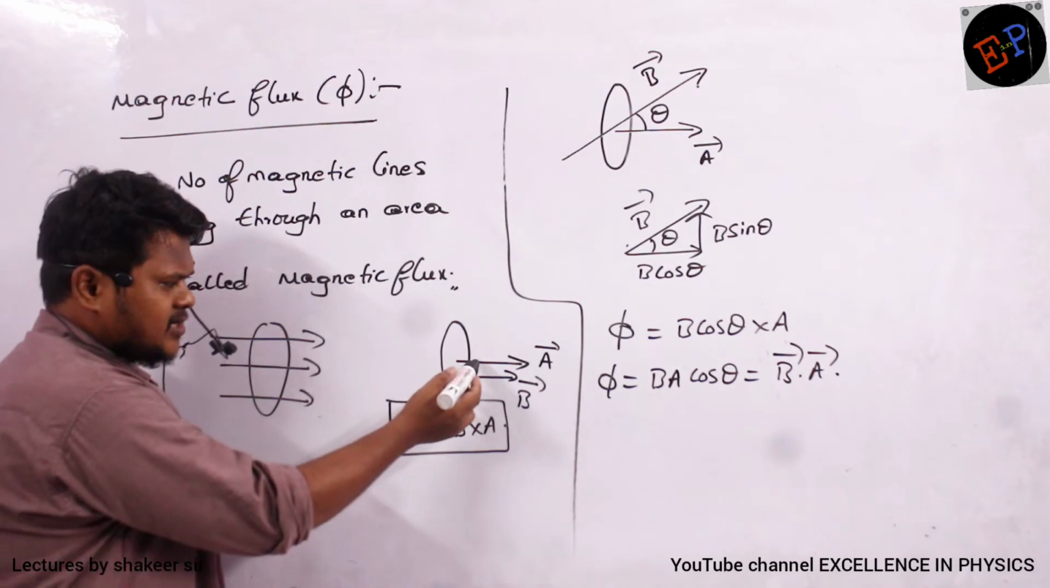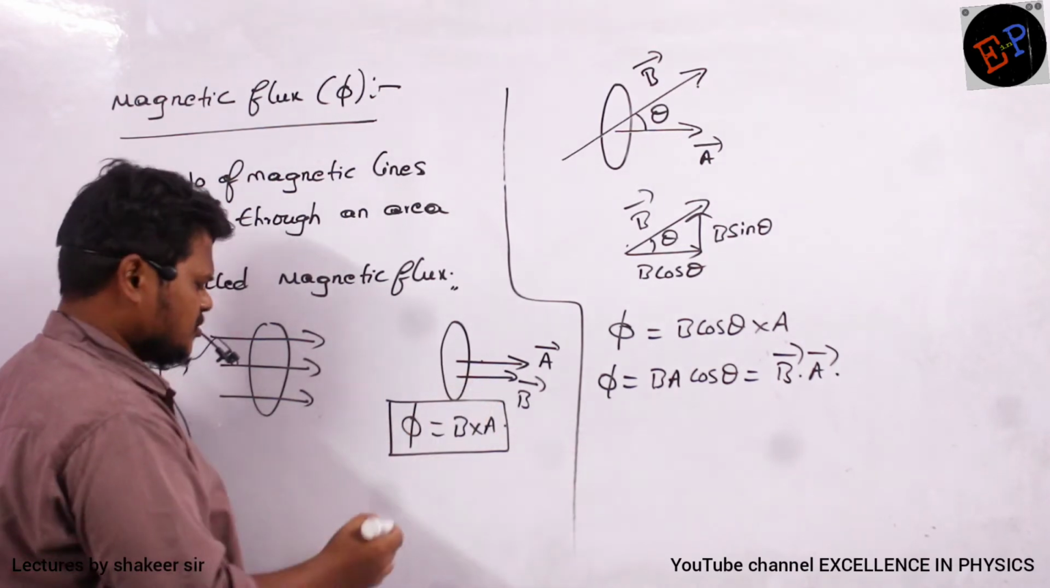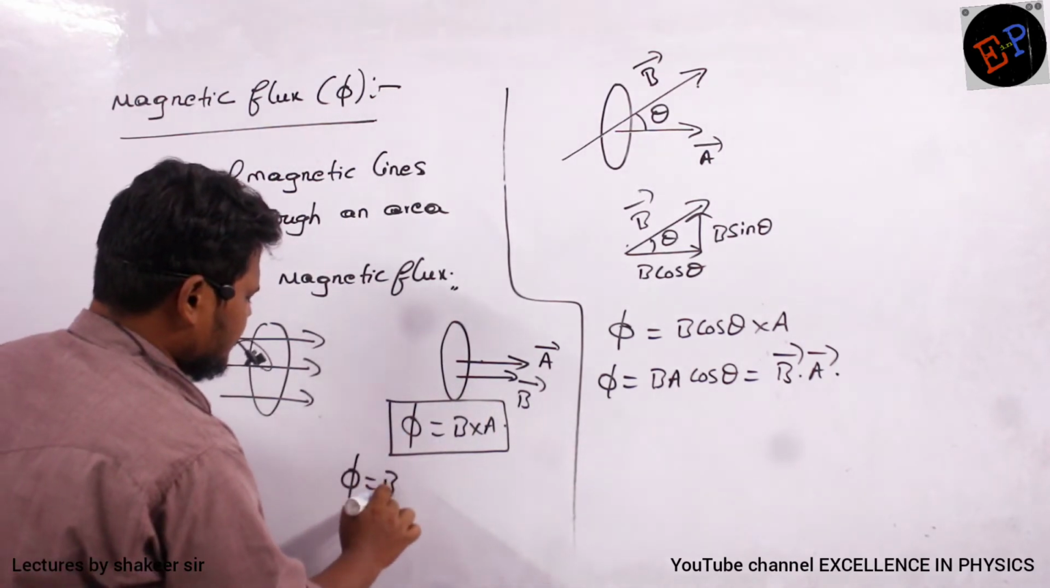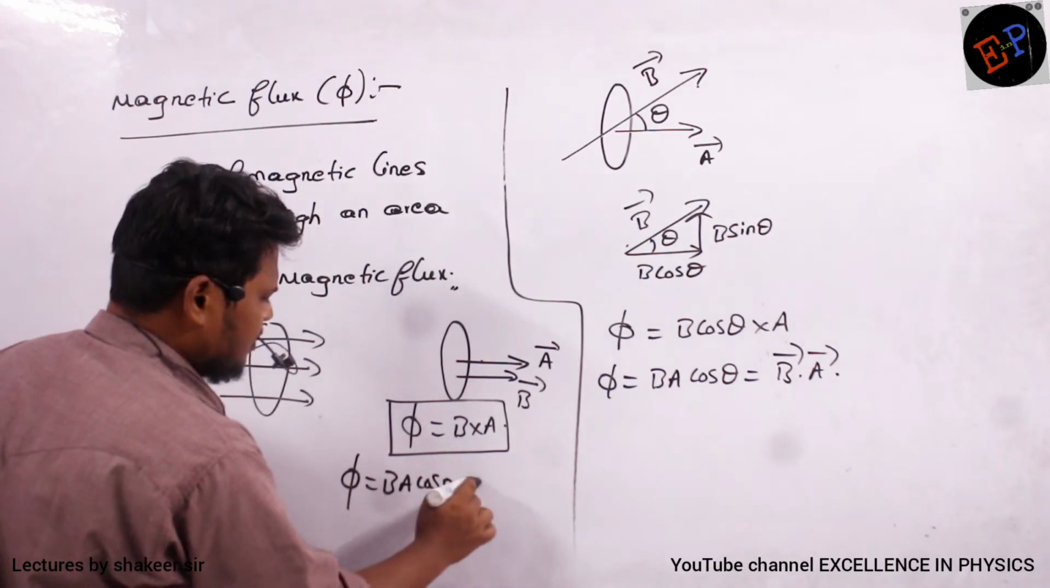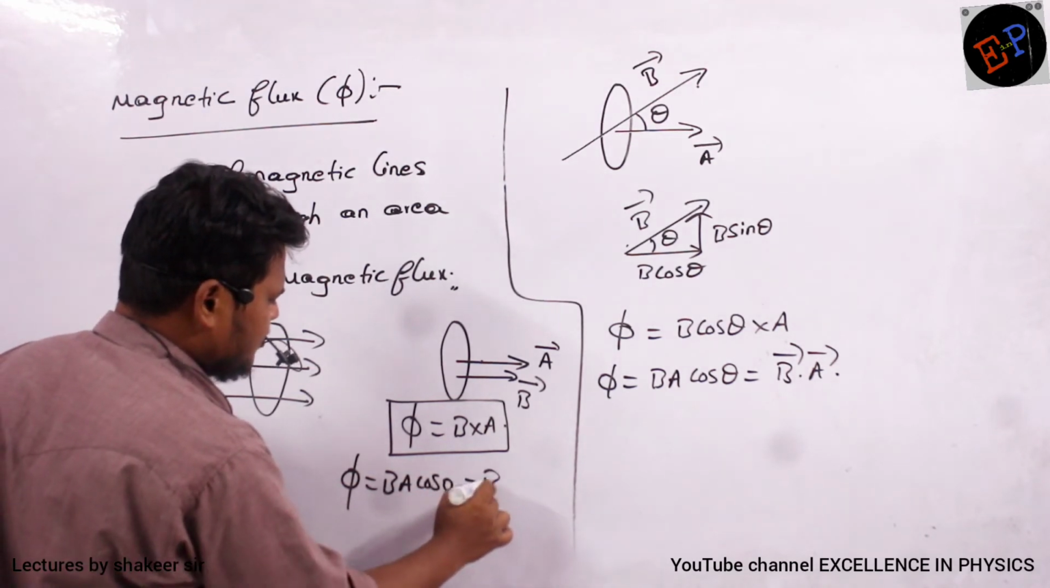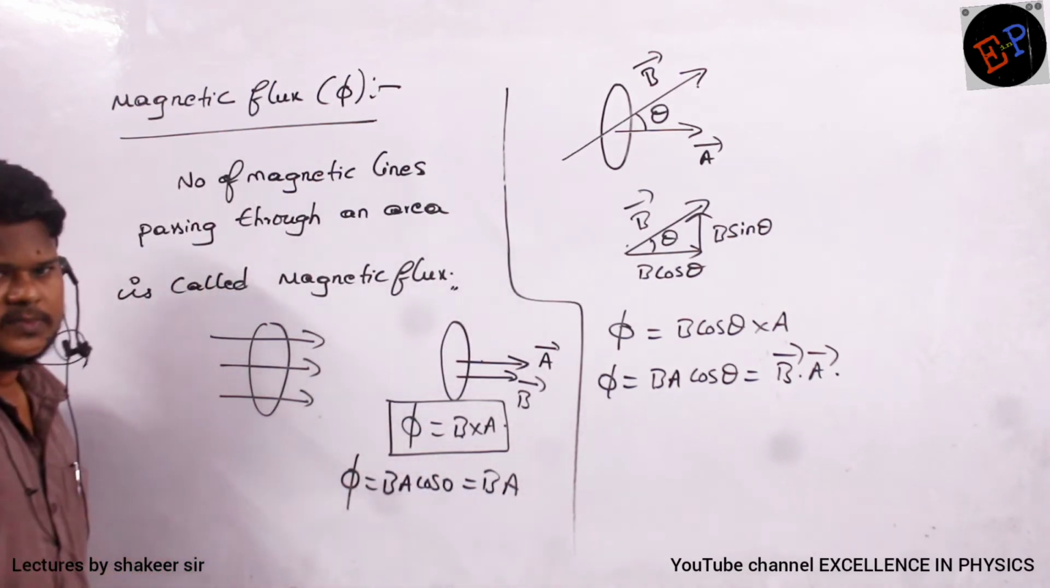Here, the angle between A dash and B dash is how much? 0. So apply the flux equation: BA cos 0. Cos 0 value? 1. So B into A. So again I got the same equation. Are you able to understand?